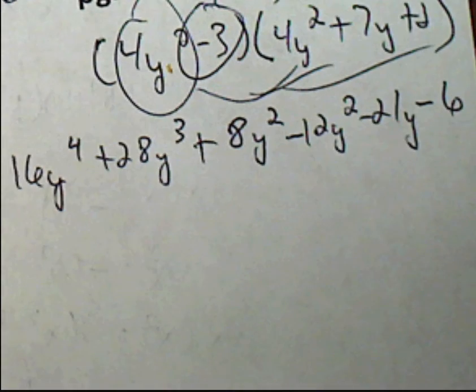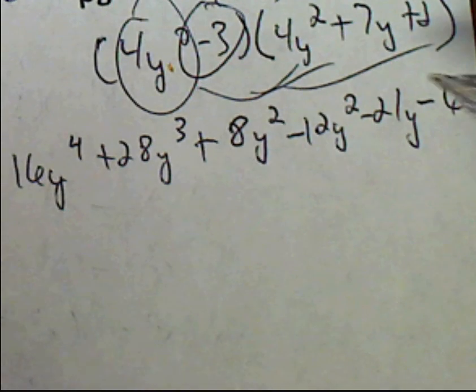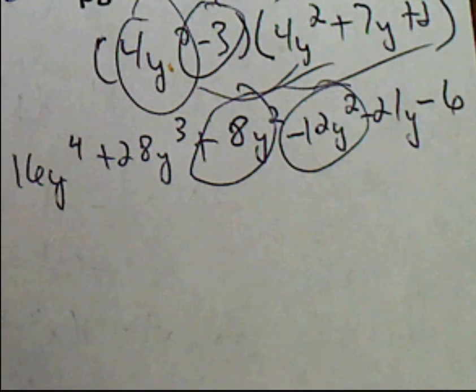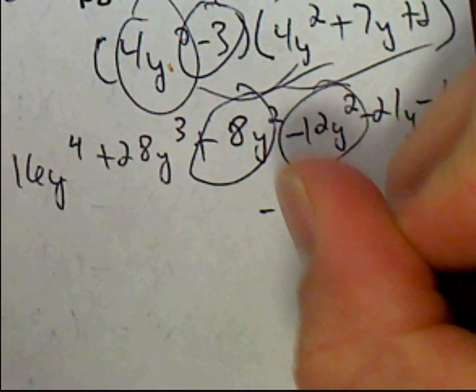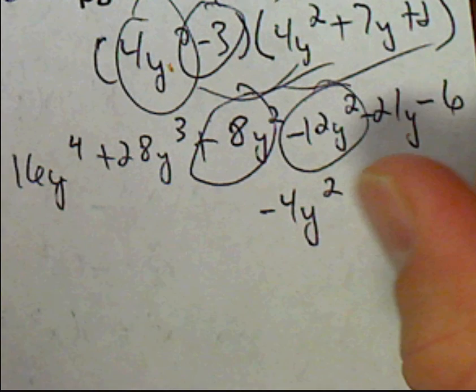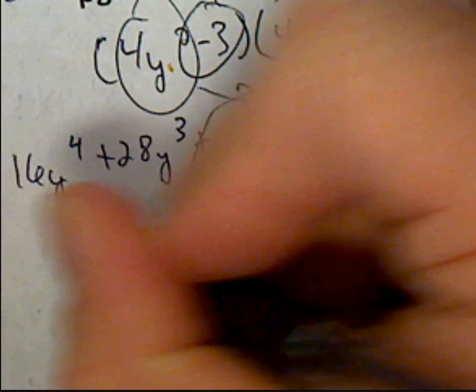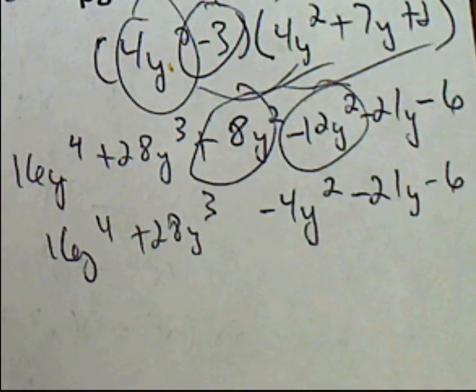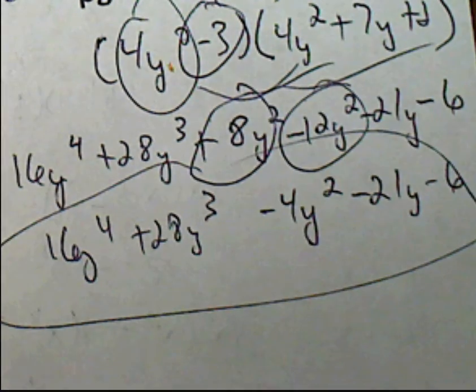Now I'm going to see if I can combine like terms. I can combine 8y squared minus 12y squared, so that would give me negative 4y squared. And I bring everything else down because there is nothing else I can do. So there is my answer.